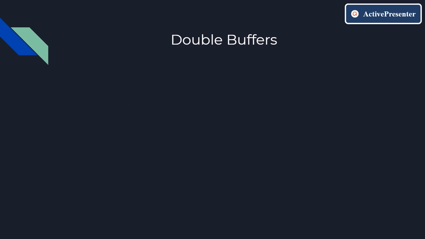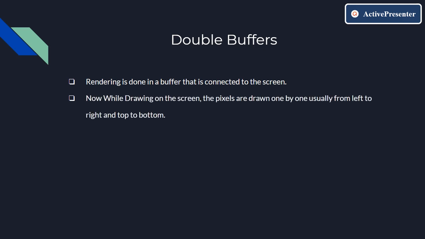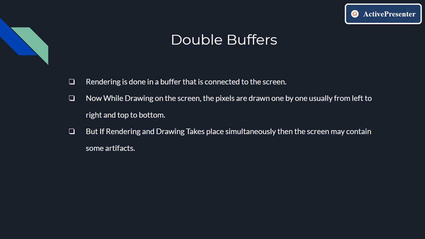Now let's understand the concept of double buffers. Basically, the rendering or the calculation of what to draw on the screen is done in a buffer that is somehow connected to the screen. While drawing on the screen, the pixels are drawn one by one, usually from left to right and top to bottom. Now if drawing and rendering take place simultaneously, the screen may contain some artifacts, like the screen may flicker or the image is not smooth.